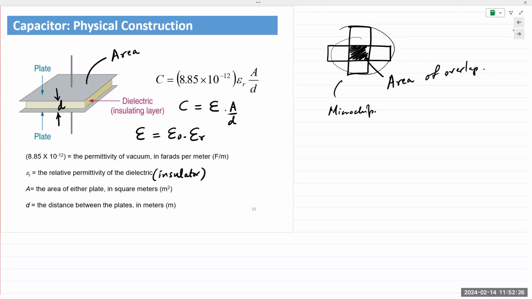So again, physical construction of a capacitor is given by the equation C = epsilon A over D. A is the cross-sectional area of the two plates. D is the distance between the two plates. And the insulating material contributes to epsilon R.